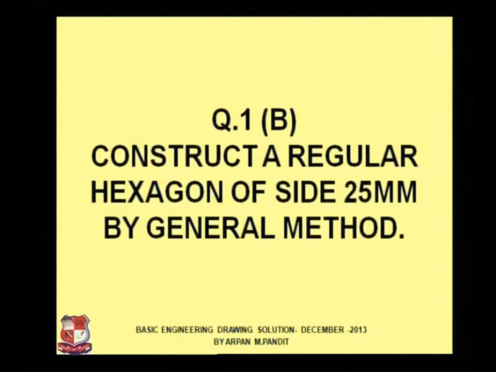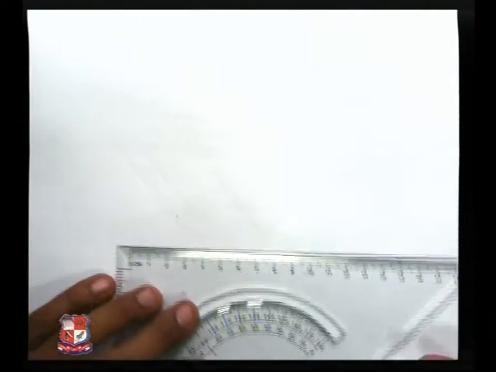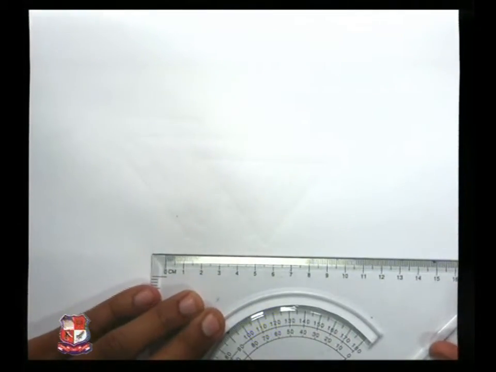Now when we have said that we need to draw a side of 25 mm, it means that the polygon would be 25 mm side, but the number of sides would be 6, as the given is a hexagon. Now let's have a look at how we can draw a hexagon of 25 mm side using the general method. What we are going to do first of all is draw a line of 25 mm.